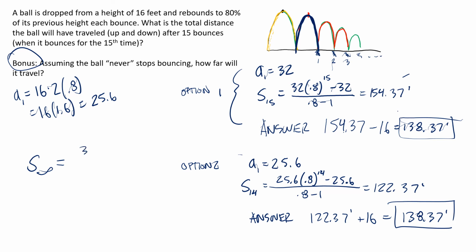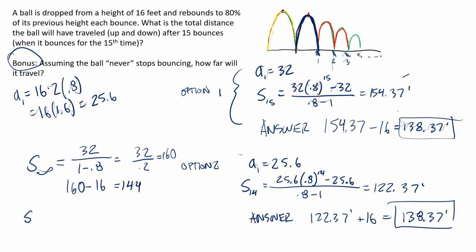So S sub infinity, and again, we kind of have two ways to approach this. We could say the first term was 32, which we know it's not, right? We're kind of pretending it is. And then we don't do R minus 1, we do 1 minus R. So it would be 1 minus 0.8. So if we took 32 and divided by 0.2, 32 divided by 0.2 is 160. Okay, but then we already put too much in there because it's not an extra 16. So we have to take the 160 minus the 16. That would give us 144.